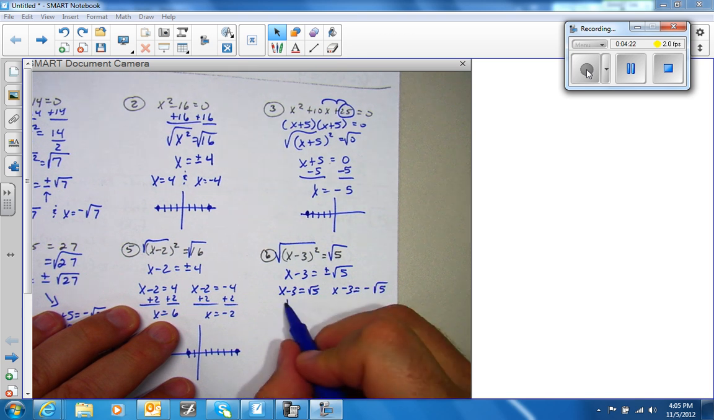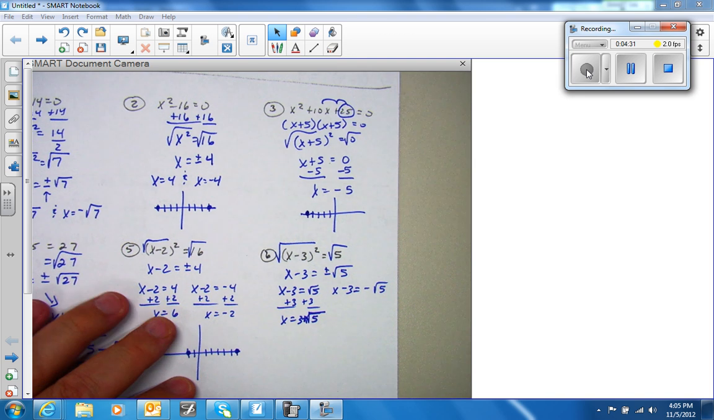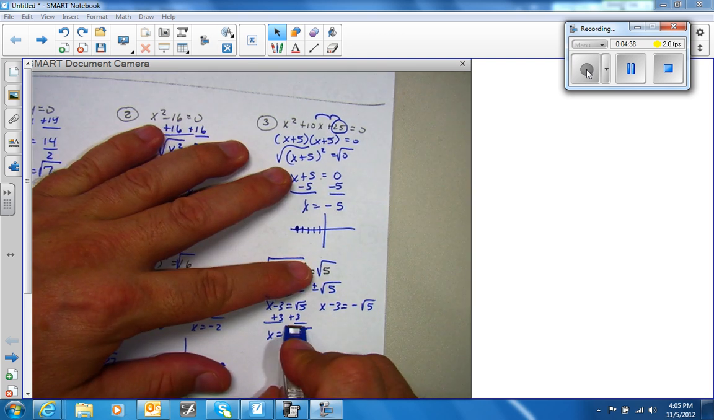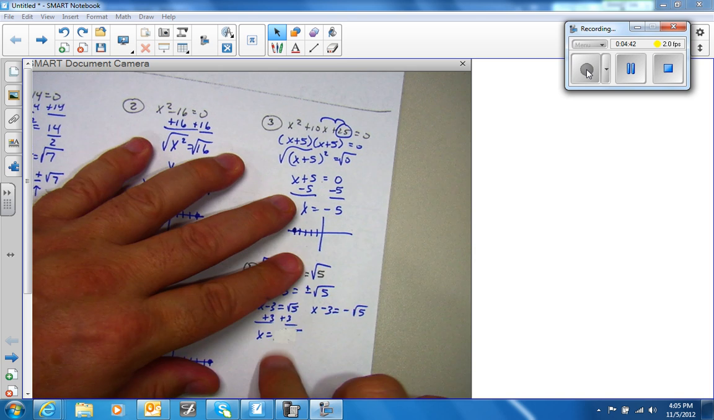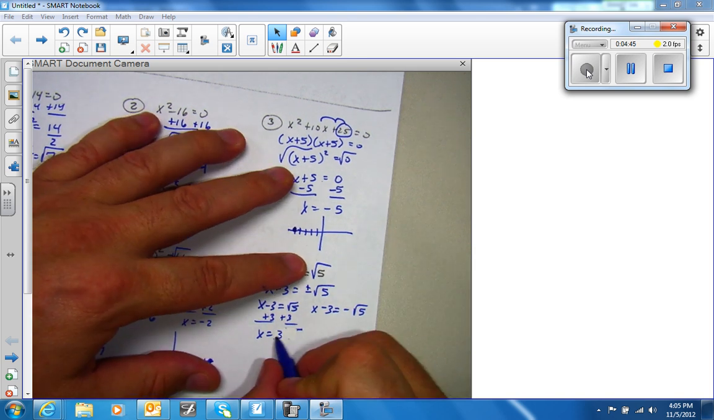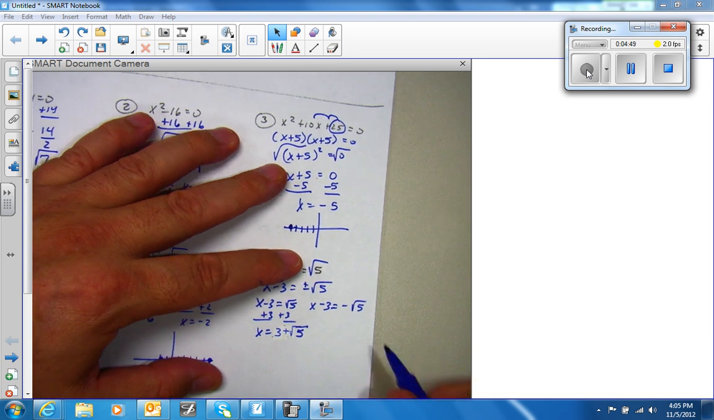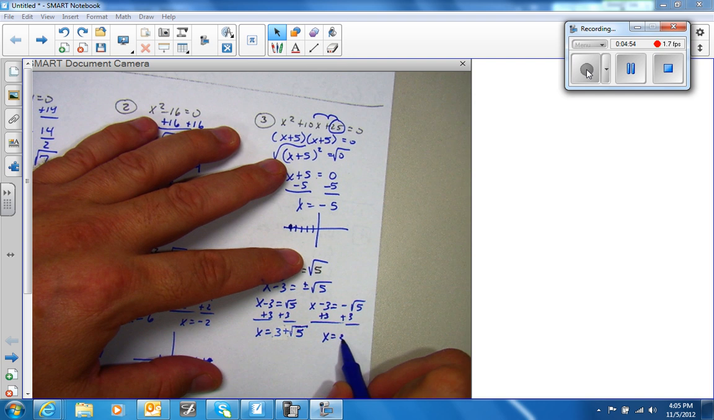I'm going to add the 3 to both sides. I get x equals, there's my mistake, let me rewrite that a little bit. I think I can put a little white out on that. So let's go ahead and rewrite that. I don't like how that looks too well. All right, so that's going to be 3 plus root 5. That looks better. And then again, plus 3, x equals 3 minus root 5.